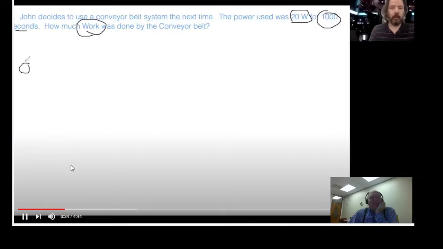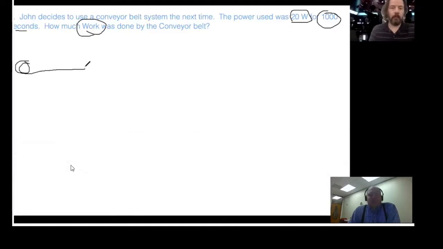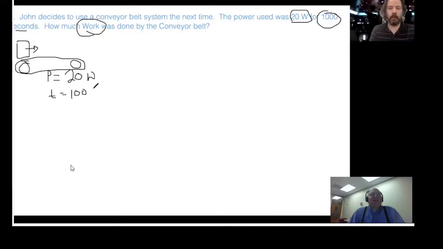Okay, so our conveyor belt basically is almost like an escalator, but it usually moves packages or something from side to side. Nice. Box moving, and the conveyor belt is using a power, or outputting a power of 20 watts, and it's running for a time equal to 1,000 seconds, and we're wanting to know.